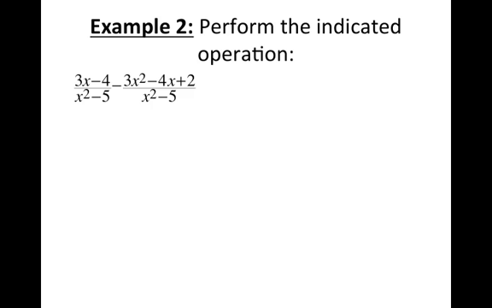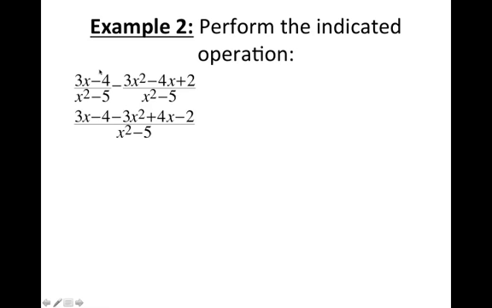Okay, so our first one, we've got 3x minus 4 over x squared minus 5 minus 3x squared minus 4x plus 2 over x squared minus 5. We have common denominators, so we can just write this as one big happy fraction, but we do have to be extra careful because we are subtracting. So when we do that, we can just write the 3x minus 4. But then if you're going to write the minus and not put parentheses around the second polynomial, you have to distribute the minus across that second polynomial. So you'd have minus 3x squared minus negative 4x, so plus 4x minus 2, so minus 2, all over x squared minus 5.